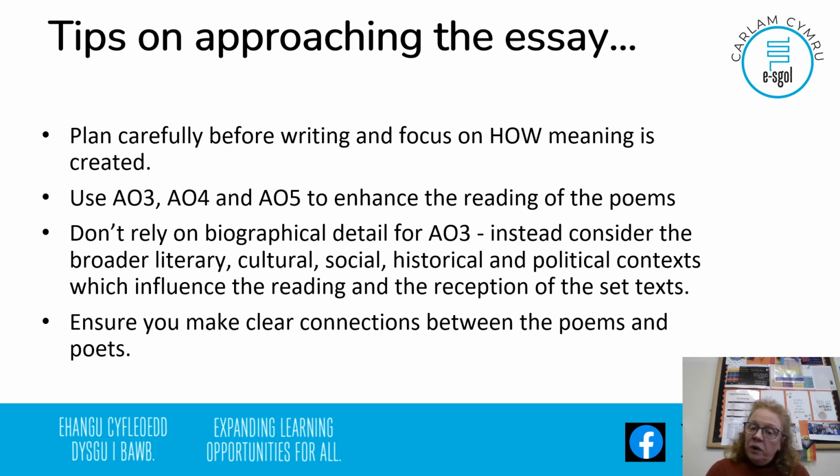There's a really important point here about AO3: it is not to rely on biographical detail. There's no point you just reeling off everything you know about Duffy and Larkin's life. You've got to make sure that you are then looking at the influence. So how has the broader literary, cultural, social, historical and political context influenced the reading and how it was received by the audience? And obviously, you've got to really flag up those connections. This is similar to, this is different, this is dealt with in a similar way in the second poet. You've got to make those links.